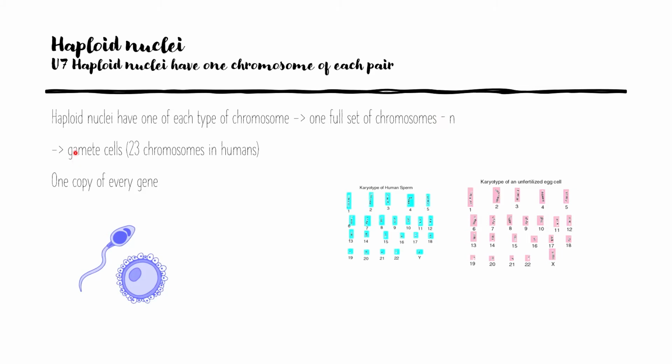These haploid nuclei are present in gamete cells, and in humans we have 23 chromosomes in our gamete cells. So haploid nuclei only have 1 copy of every gene. An example of a gamete cell in the human is of course a sperm cell. And we can see a karyogram for human sperm and a karyogram for an unfertilized egg cell, which are both gamete cells. And we can see that they only have 23 chromosomes.